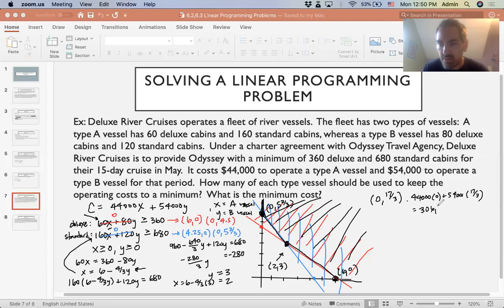Do the same thing with the (2, 3). 44,000 times 2 plus 54,000 times 3.